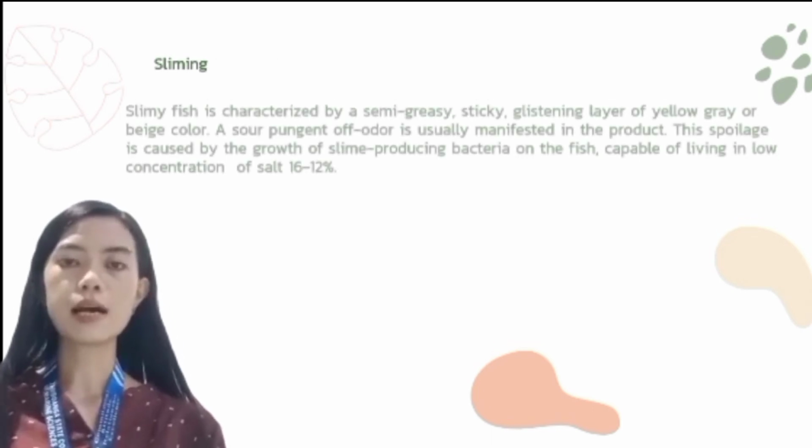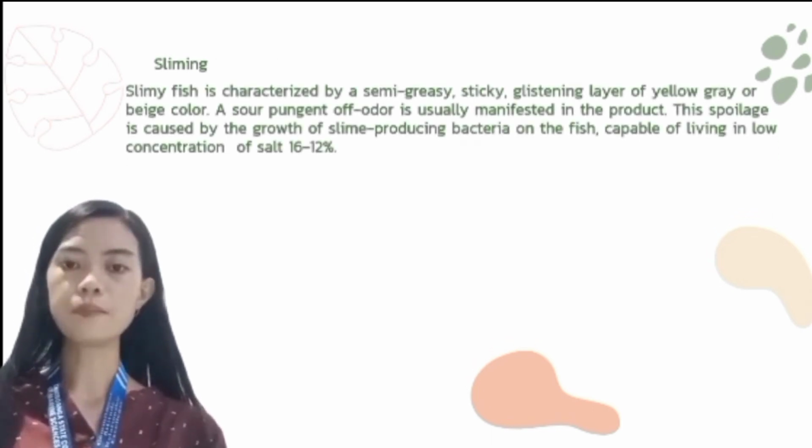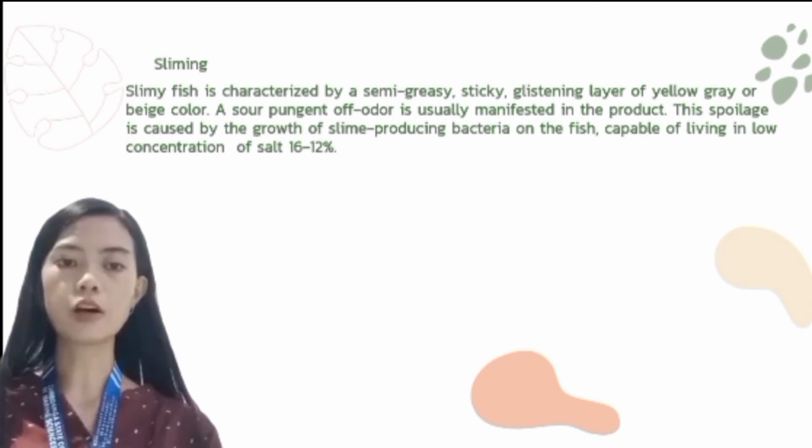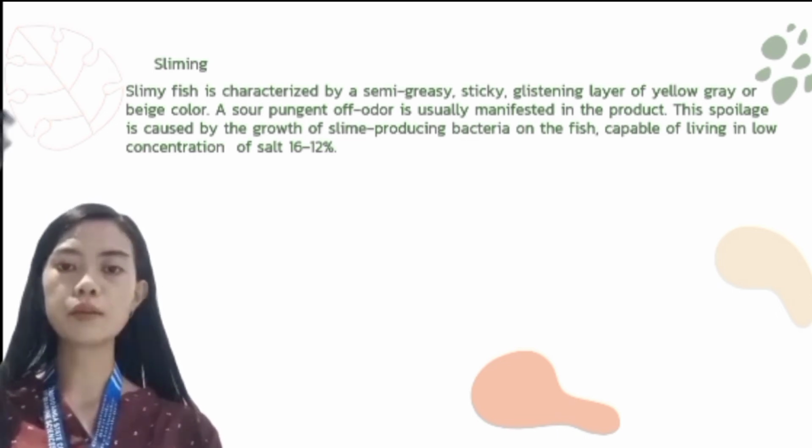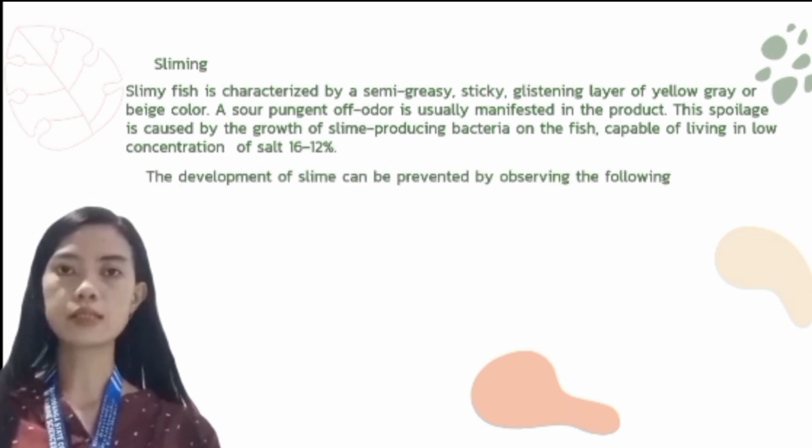Sliming. Slimy fish is characterized by a semi-greasy, sticky, glistening layer of yellow-gray or beige color. A sour pungent odor is usually manifested in the product. This spoilage is caused by the growth of slime-producing bacteria on the fish, capable of living in a low concentration of salt, 6 to 12%.